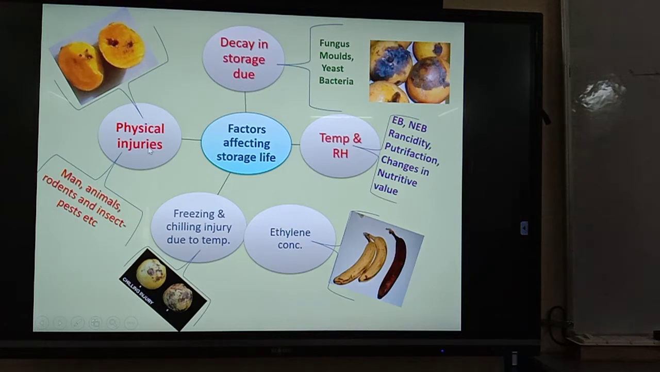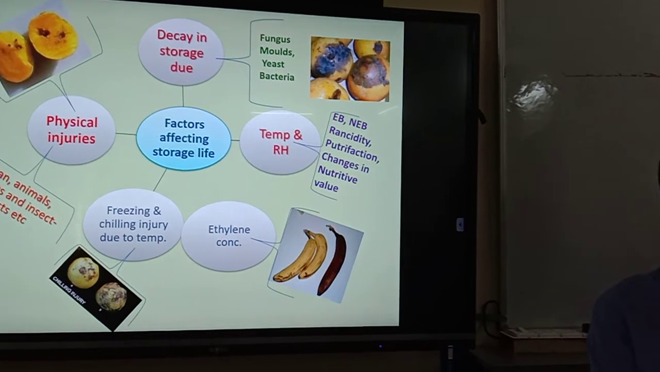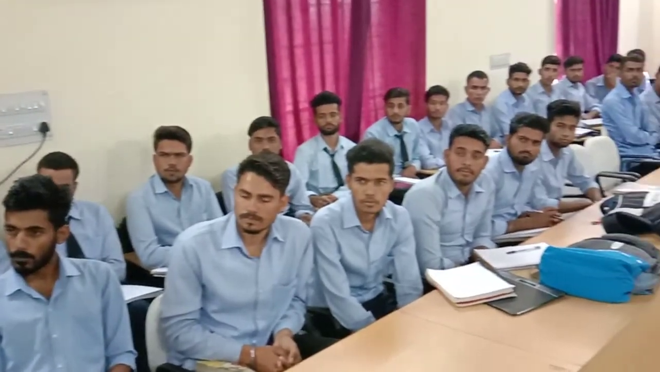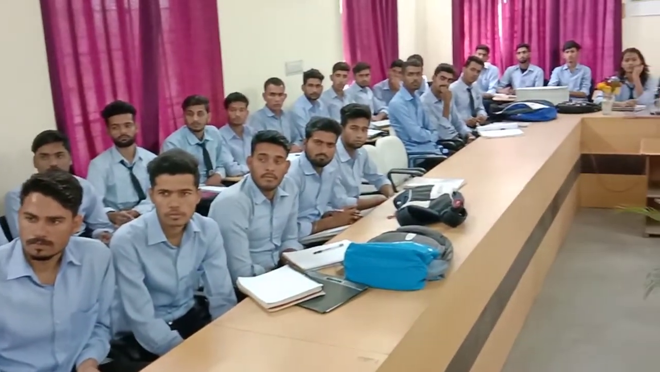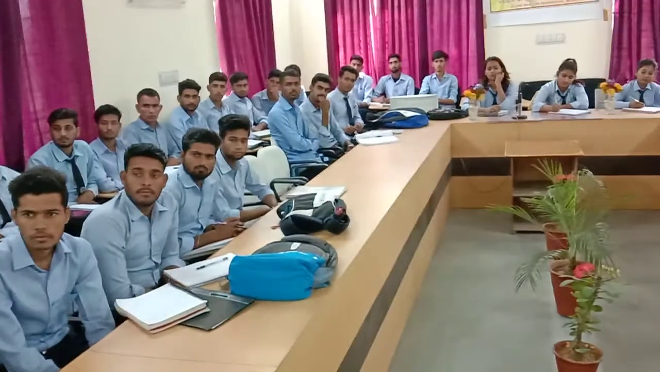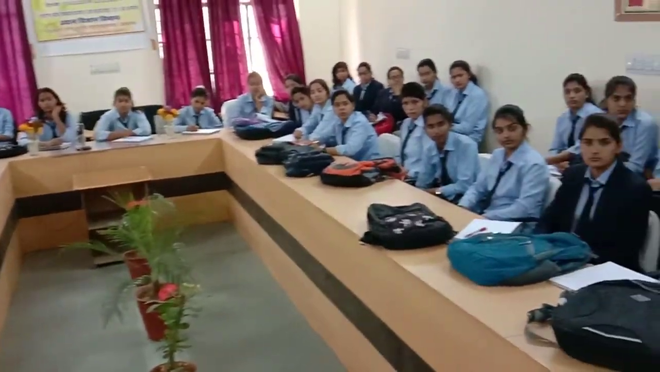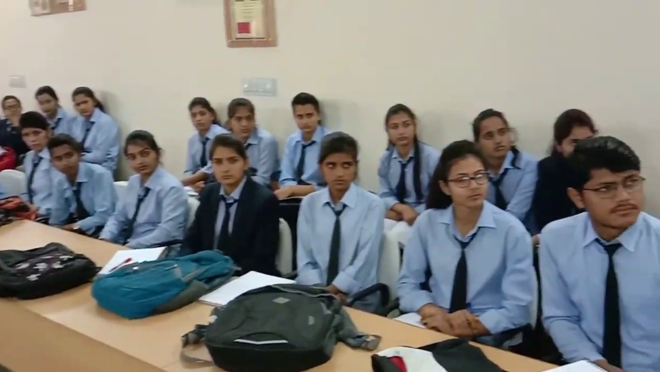The next one is physical injury. Physical injury is also a problem for the storage life of a produce. If we are harvesting our produce with faulty practices of the harvesting tools or machines, then there may be more chances of physical injury. That physical injury may be from machines and tools, or from insects, pests and animals. So we have to avoid such physical injury, so that we can keep our produce for a longer duration.